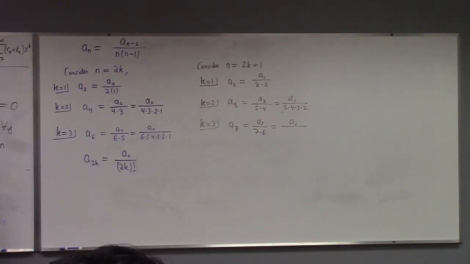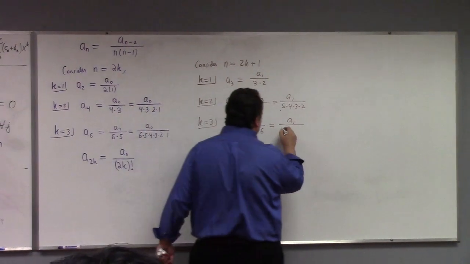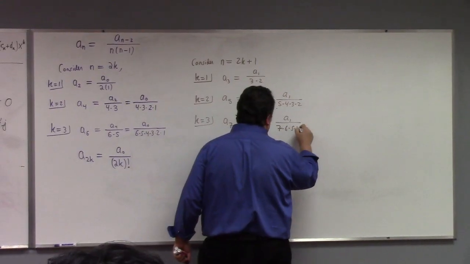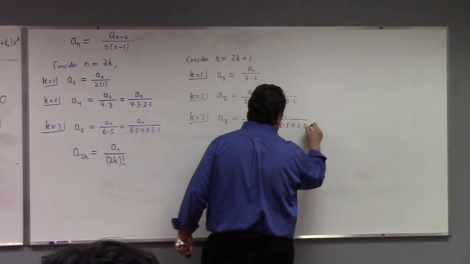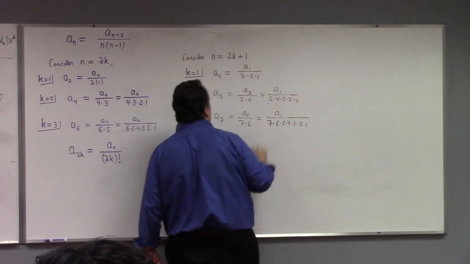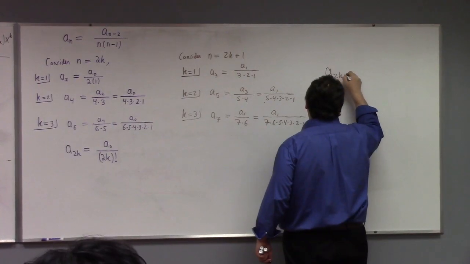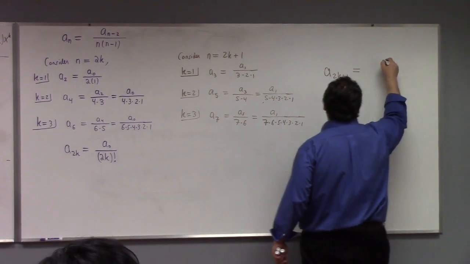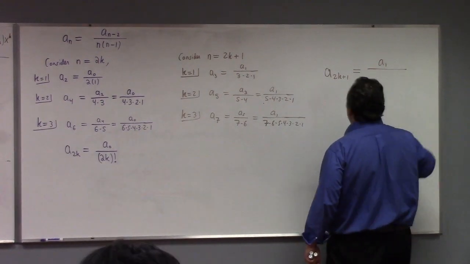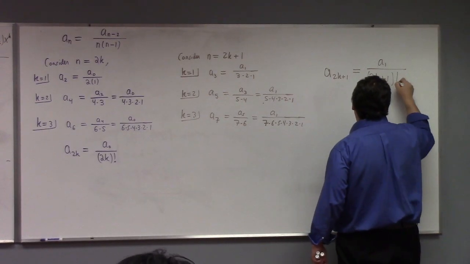Oh, man! All of a sudden. Whoa. It's not your fault. 7 times 6 times 5 times 4 times 3 times 2 times 1. Anyway, the point is, you can see the pattern. What is it? a_{2k+1} is apparently equal to a_1 divided by 2k plus 1 factorial.